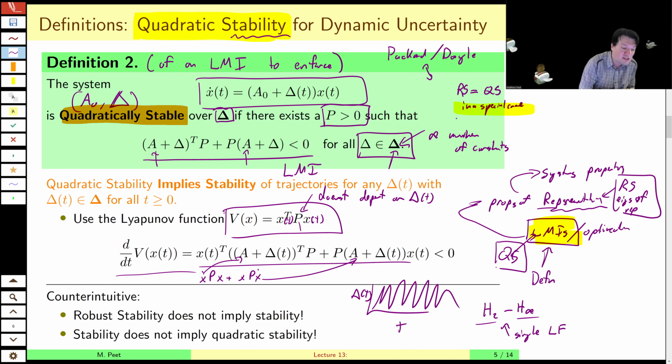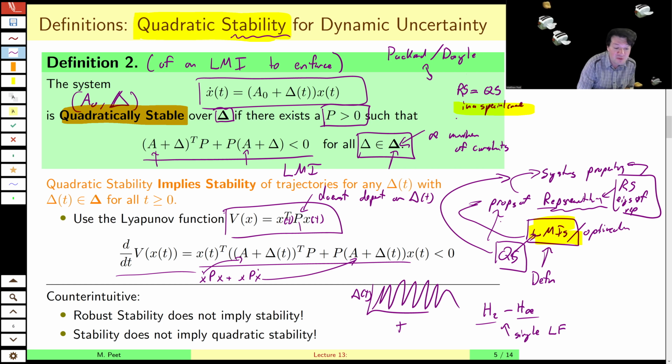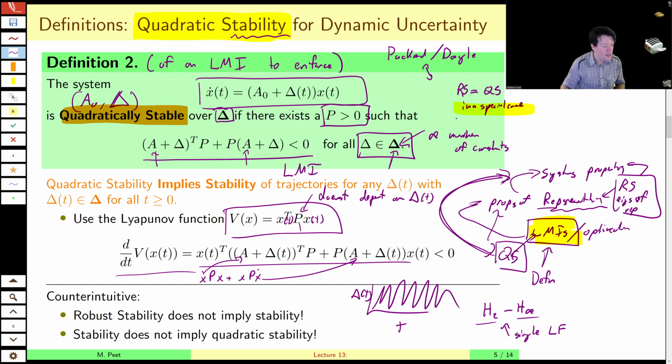And in both cases, we can go from that definition of robust stability to a system property in the case where we don't have time-varying uncertainty. And in the case of quadratic stability, we can also go to a system property. But in this case, we don't go through this intermediate step of properties of the representation. We go directly to system properties. It's a direct form of analysis.